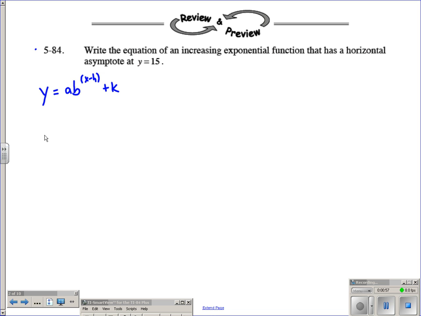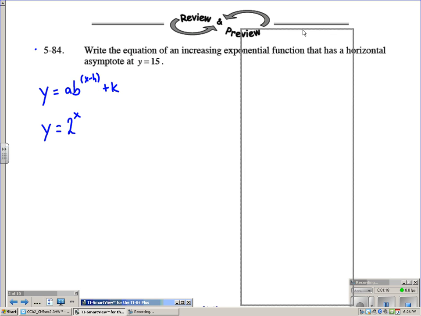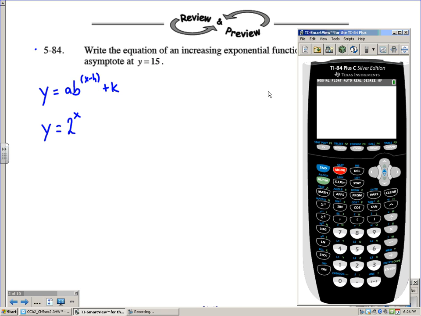So in this case, I'm going to go ahead here and just create a general exponential function. We'll say y is equal to 2 to the power of x. So in this case, my a is just 1. My h is 0, and my k is 0. When I take that and graph it on the calculator here, I'm going to do y equals, and I'm going to say 2 raised to the power of x.